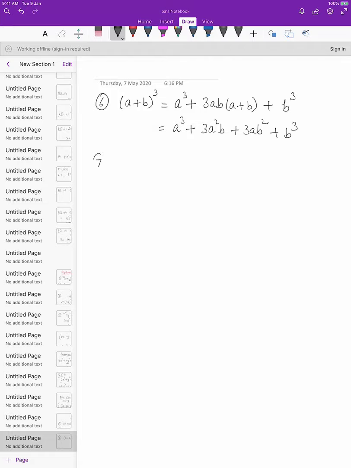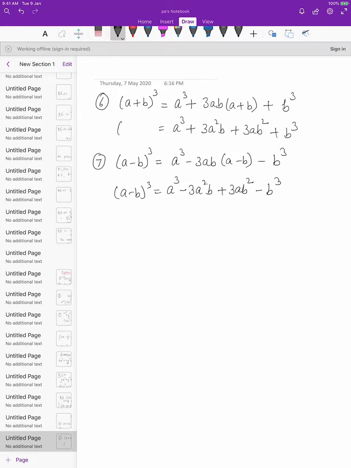And one more identity, they'll go hand in hand basically, so I'm just doing them together. (a minus b) whole cube will be a cube minus 3ab into (a minus b) minus b cube. And when we open out the bracket, we will get a cube minus 3a square b plus 3ab square minus b cube.